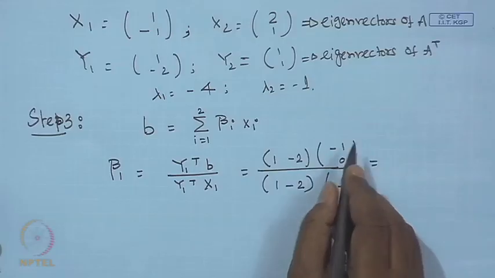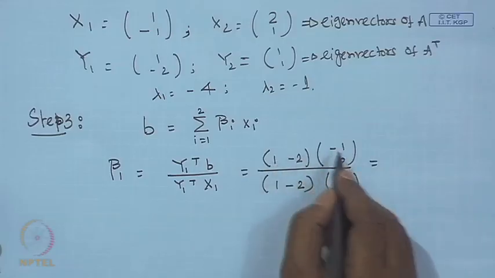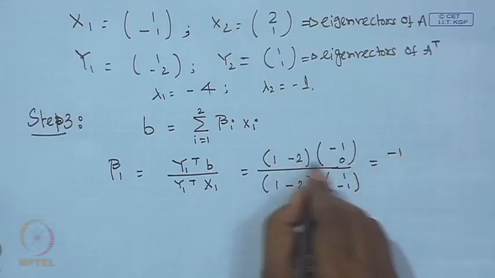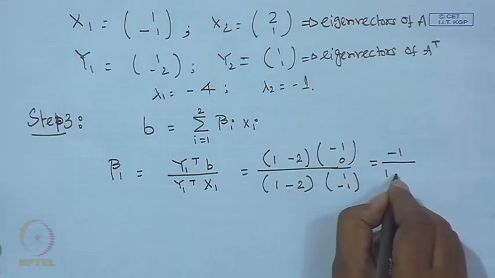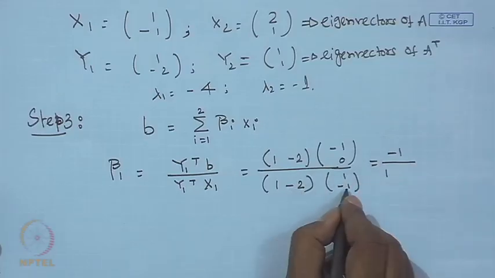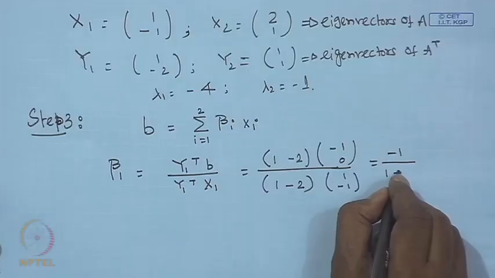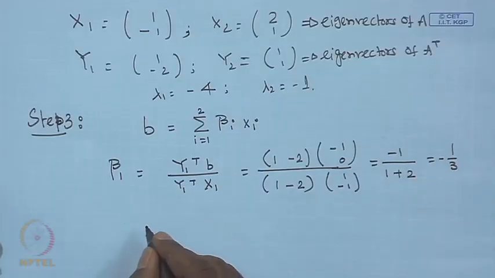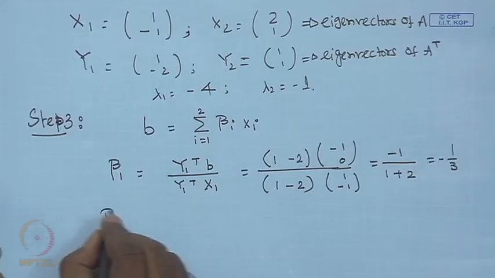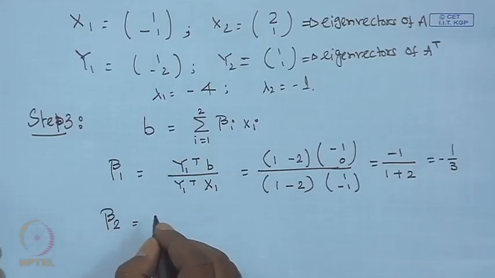So, if you compute this, it is 1 into minus 1 plus minus 2 into 0, that is 0, divided by 1 into 1 plus minus 2 into minus 1. So, this will be plus 2. So, it will be minus 1/3. So, beta 1 is minus 1/3. Similarly, we calculate beta 2.